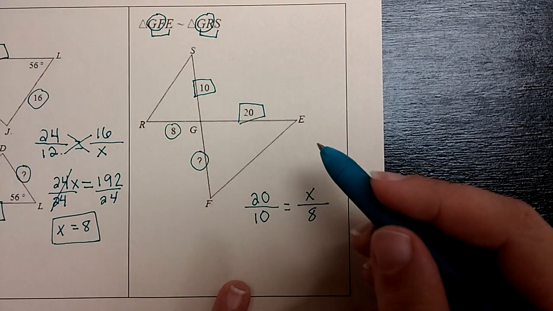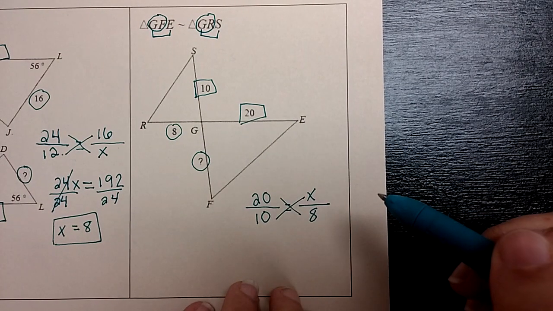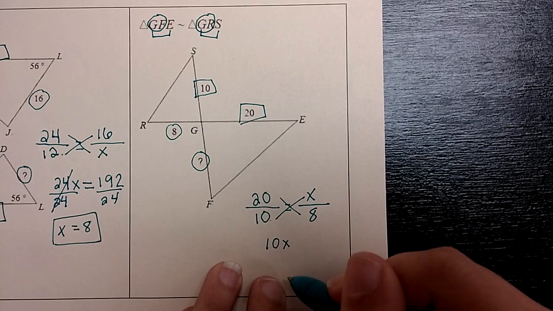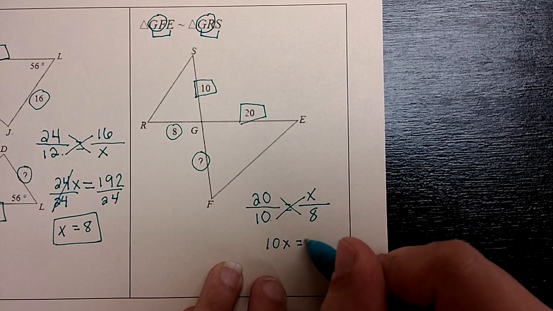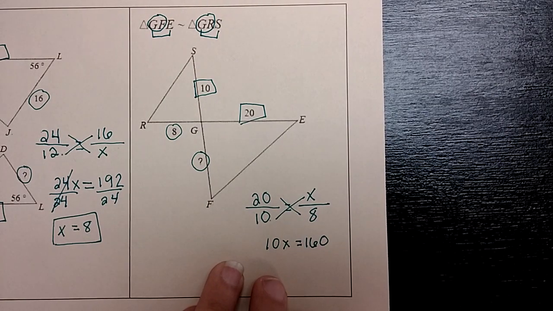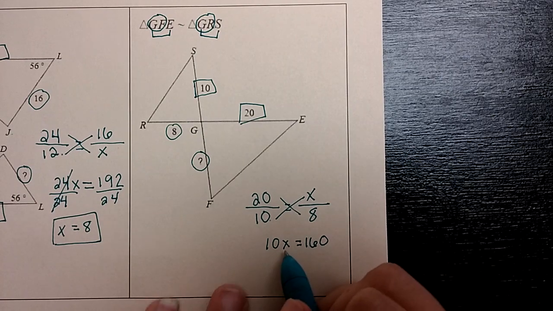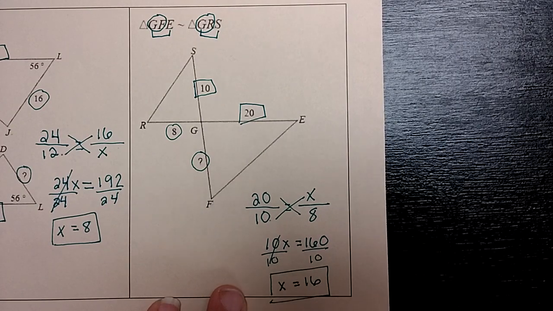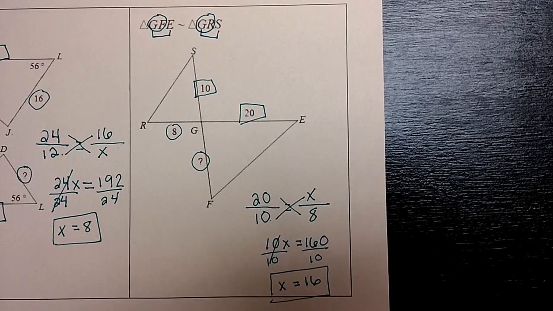So now that we have our proportion set up, we can cross multiply and solve. So 10 times x is 10x. 20 times 8 is 160. To get x by itself, I would divide both sides by 10 to get x is equal to 16. So you have to set up your proportion, making sure to keep the bigger triangle on top, smaller on the bottom, and make sure you're matching up the corresponding side lengths.